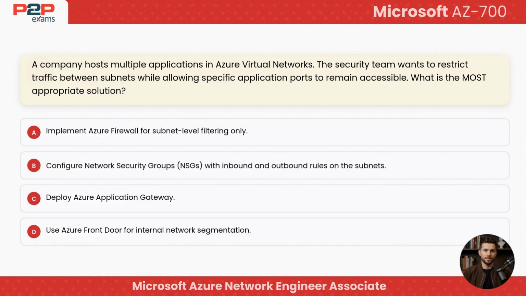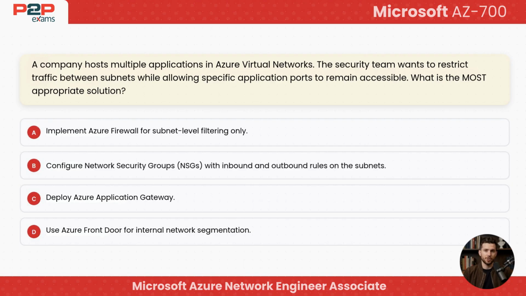Question No. 1. A company hosts multiple applications in Azure Virtual Networks. The security team wants to restrict traffic between subnets while allowing specific application ports to remain accessible. What is the most appropriate solution?